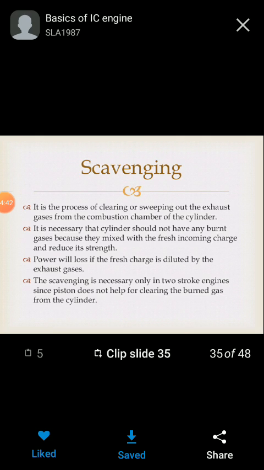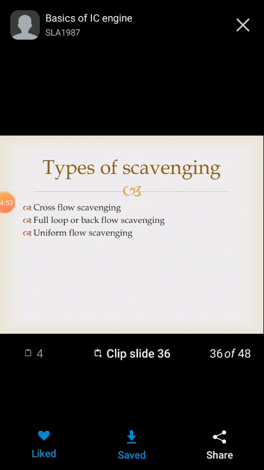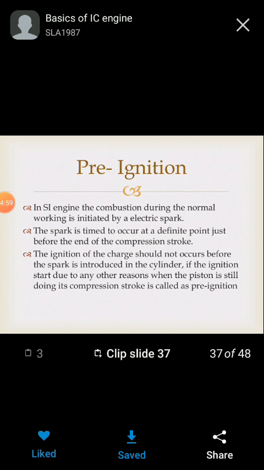Scavenging is necessary only in a 2-stroke engine, since the piston does not help in cleaning the burned gas from the cylinder. Types of scavenging: cross flow scavenging, loop or back flow scavenging, uniflow scavenging.